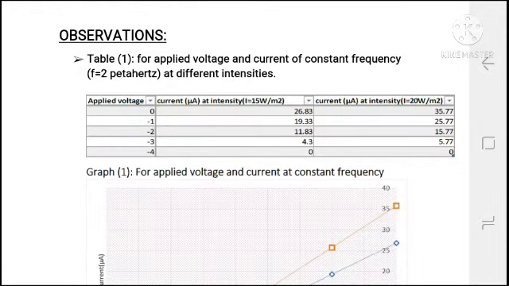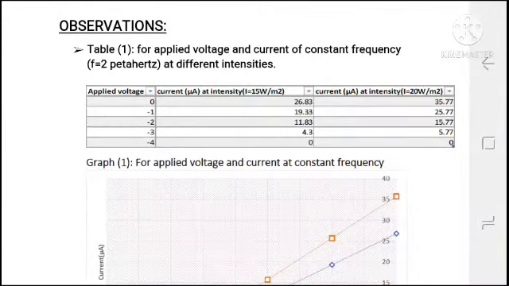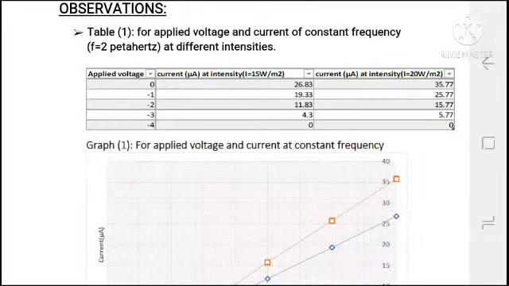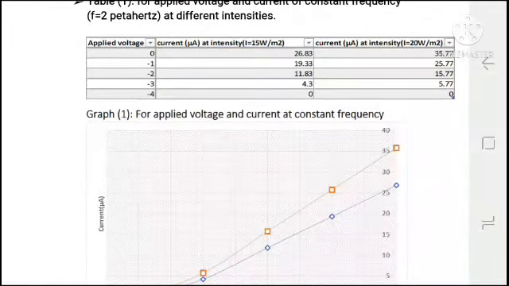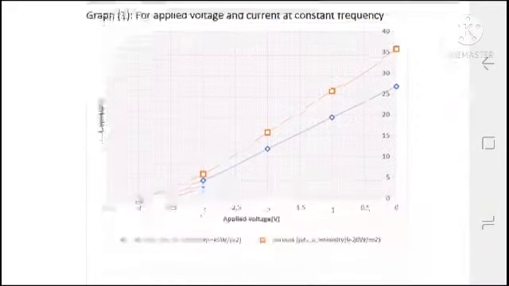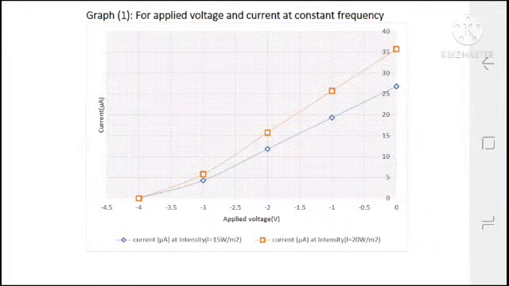Observations. All the data are taken by using the computer simulator, which is obtained from the virtual lab of Amrita Education, whose link is given below in the references. The first observation table is between the applied voltage and current at a constant frequency f equal to 2 petahertz at different intensities. Here we have given the table and graph. All the data can be taken using the computer simulator and the graph of the above table drawn.